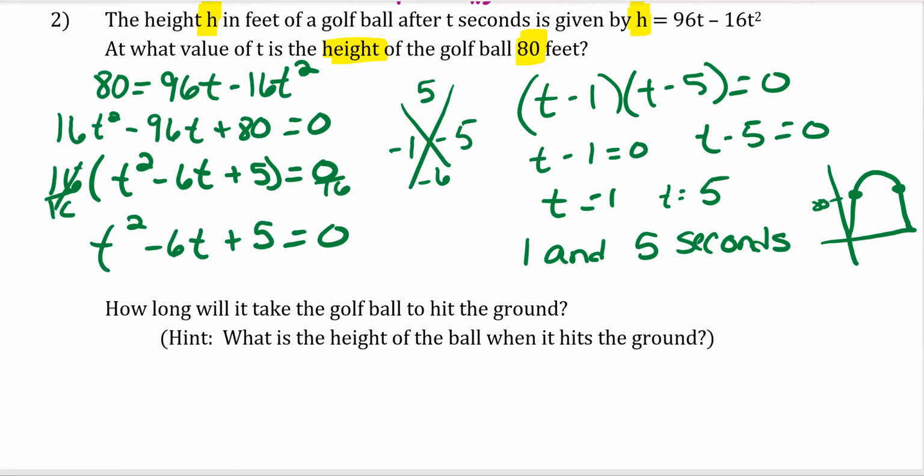And then the second part to this question is asking you, how long will it take the golf ball to hit the ground? So we want to know, when will the golf ball hit the ground? Put a hint right here. What is the height of the golf ball when it hits the ground? Well, the height of a golf ball when it hits the ground is 0. So if the height is 0, we have 0 is equal to 96t minus 16t squared.